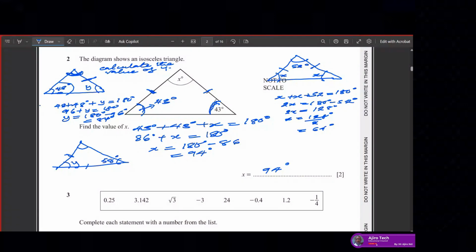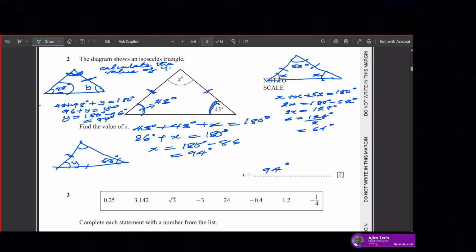Solve this. Calculate the value of y. Okay.